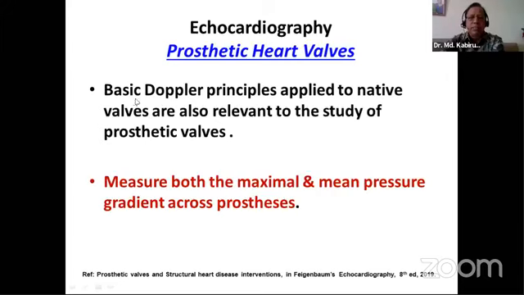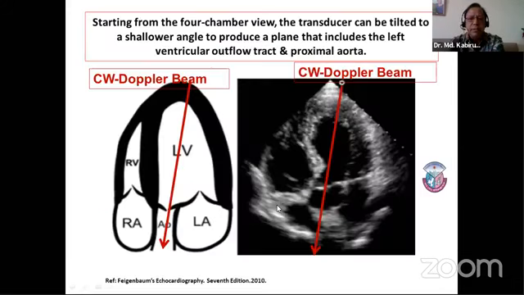The basic Doppler principles applied to the native valves are also relevant to the study of the prosthetic valves. You have to measure both the maximum and mean gradient across the prosthetic valve. For this, you have to use continuous wave Doppler. I have shown the aortic valve, but you can use it on the mitral valve, tricuspid valve, and pulmonary valve.